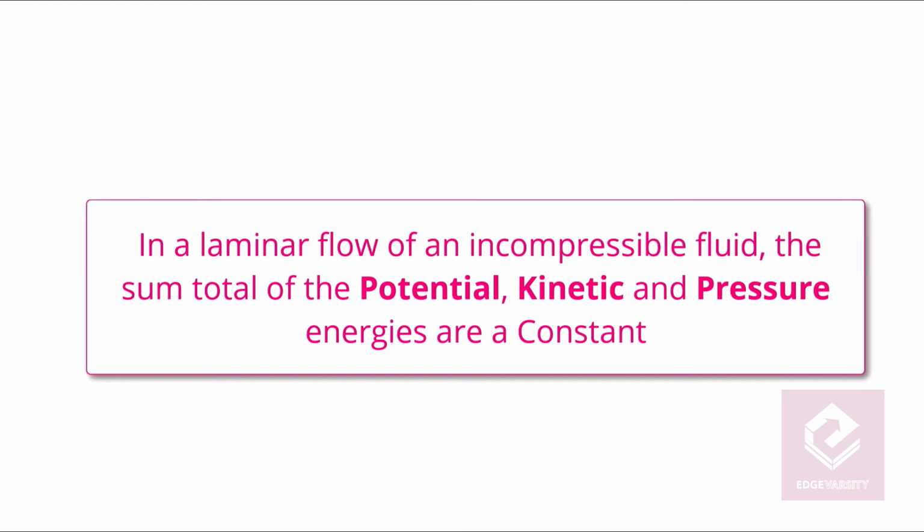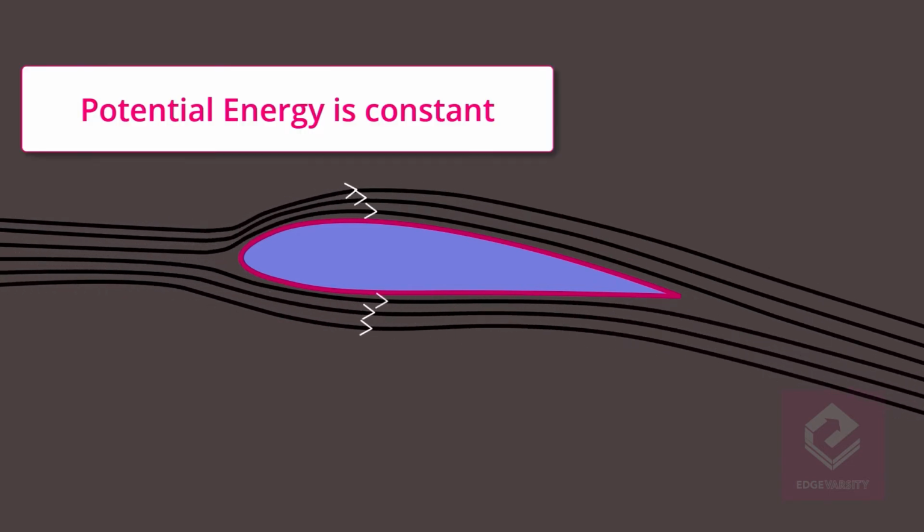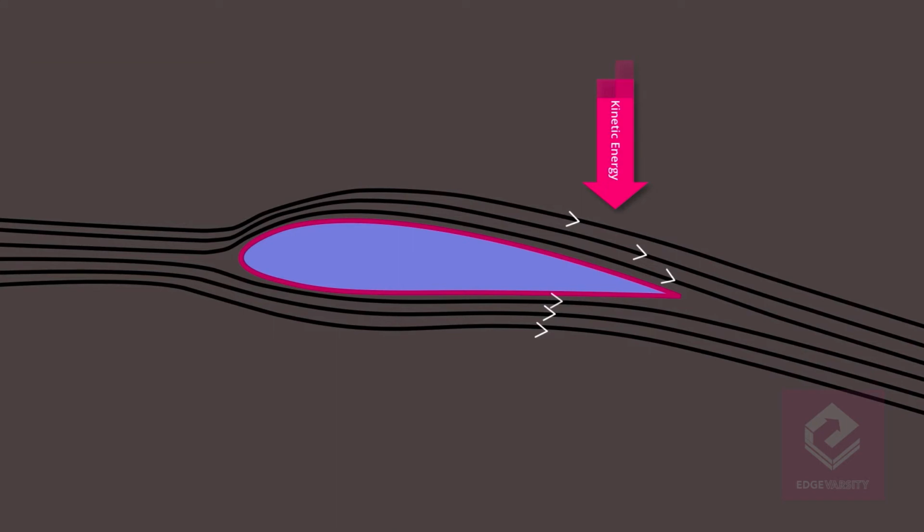How does this apply to aircraft wings? You see, when the wings of the aircraft are moving through the air, the potential energy stays nearly constant as the height is constant. The kinetic energy above the wing increases because air is traveling much faster there, so the pressure energy decreases proportionally. But the air is moving much slower in the area below the wing. So the kinetic energy below the wing is much lesser, and hence the pressure energy below the wing is greater.